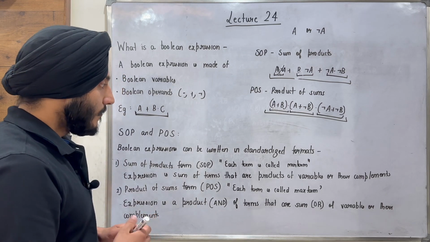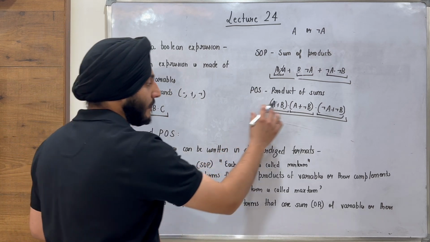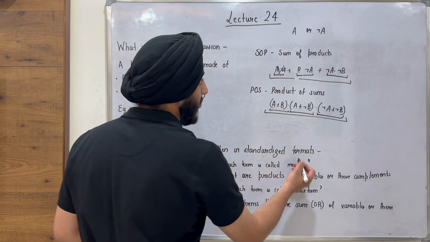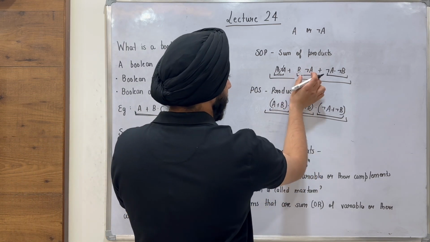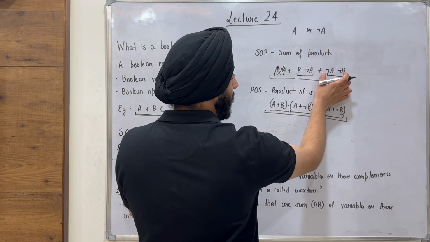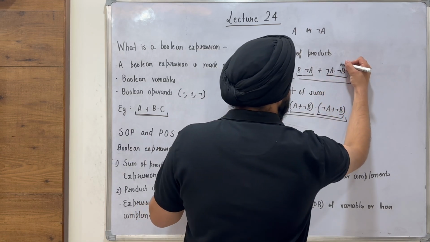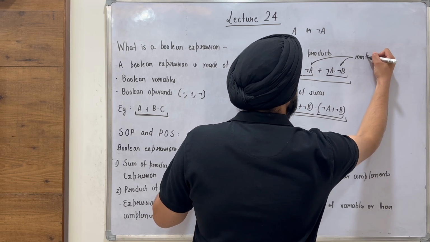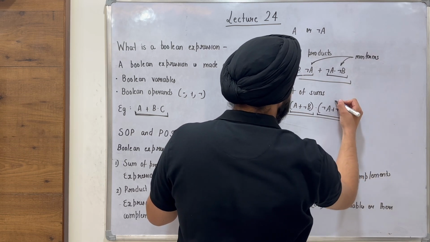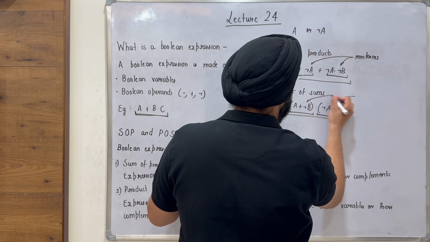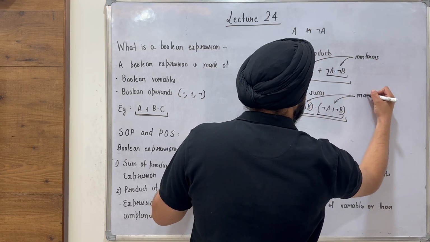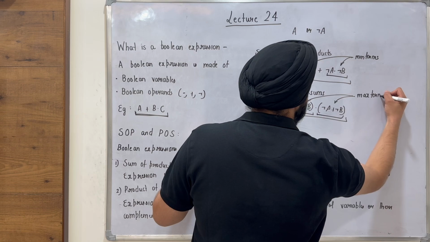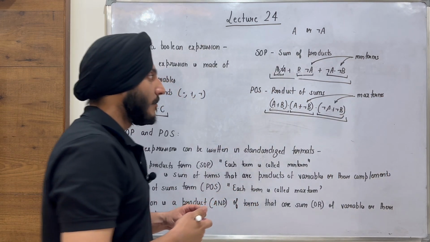Okay. So now they also have names in this case. Each term is called a minterm. So all these terms, right? This b dot a, complement of a dot complement of b. These are basically called minterms, right? And each of these are called maxterms, right?